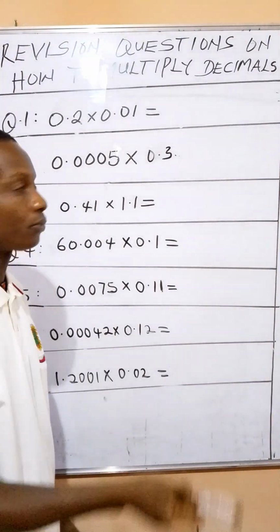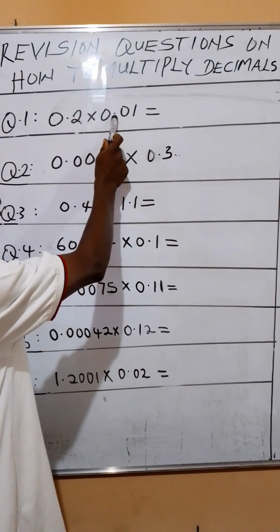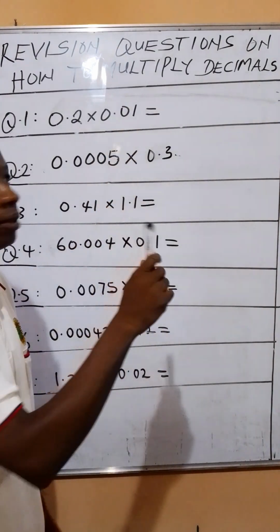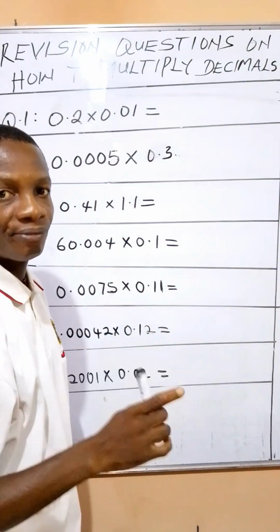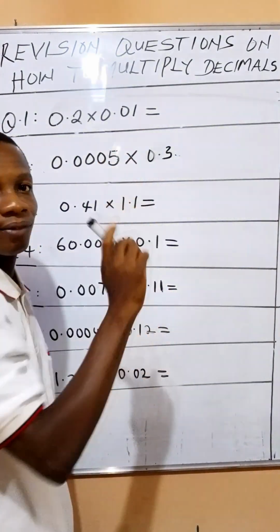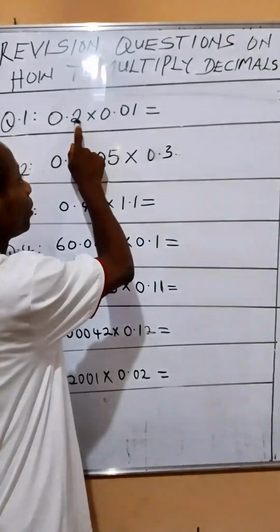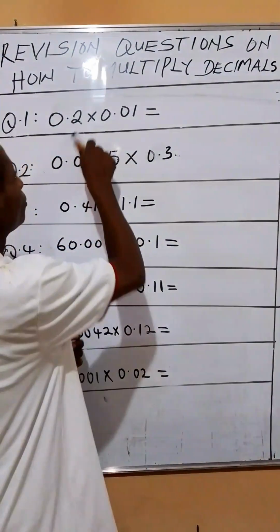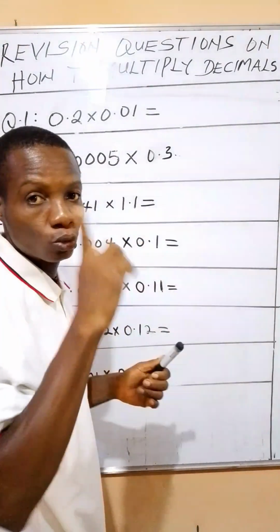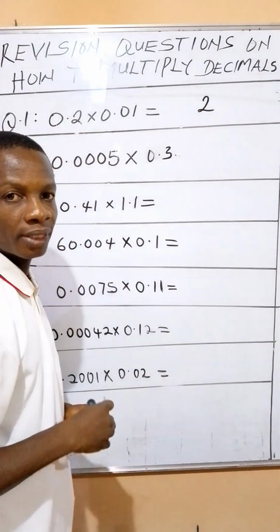What are we talking about? This is 0.2, treat it as 2. This is 0.01, treat it as 1, because 1 is the significant figure. There's only one significant figure, it's 1 here. It is 2, okay? 2 times 1, that's what you are going to do first. 2 times this 1 will give you 2. We write 2 here. Can you see that now?